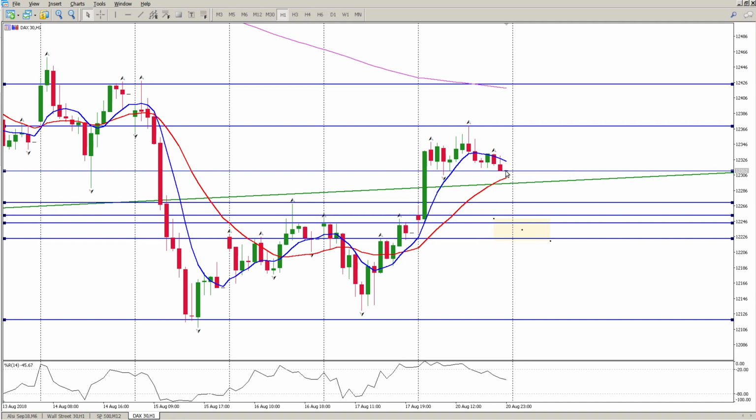Okay, so I'm saying we're looking probably short, and we'll look somewhere in this 12,220 to 12,270 area for bullish price action. If you do see bullish price action in that area, it would be a worthwhile long, and your target is 12,420.